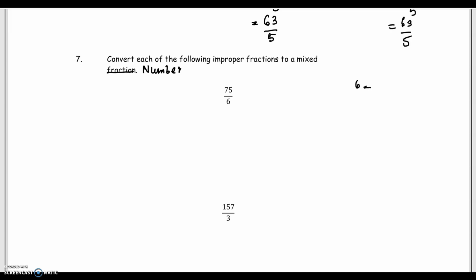6 plus 6 is 12. 6 threes are 18. 6 fours are 24. 6 fives are 30. 6 sixes are 36. 6 sevens are 42. 6 eights are 48. 6 nines are 54, 6 tens are 60. I hope I have the right count.